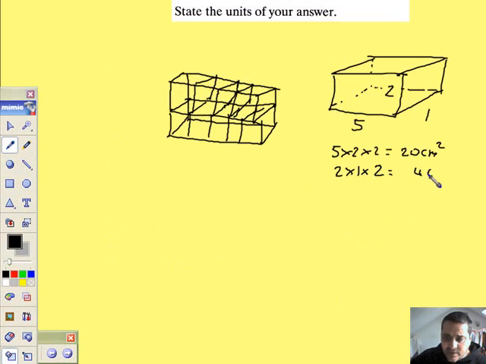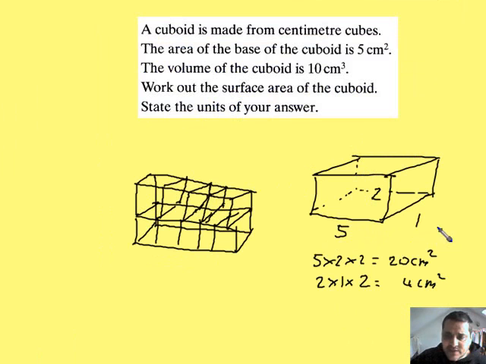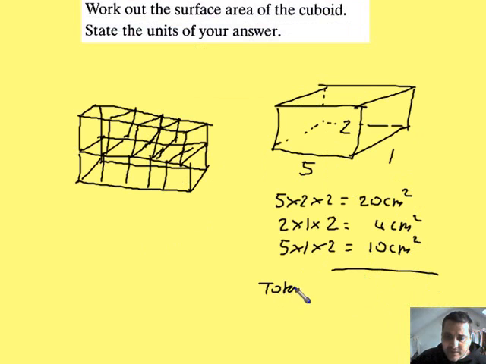So that's going to be 4 centimetres squared of surface, and I've got the top and the bottom, haven't I? So it's a 5x1 at the bottom and a 5x1 at the top. So 5x1, and I've got 2 of those as well, so that comes to 10 centimetre squares. So total surface area is going to be 34 centimetre squares.